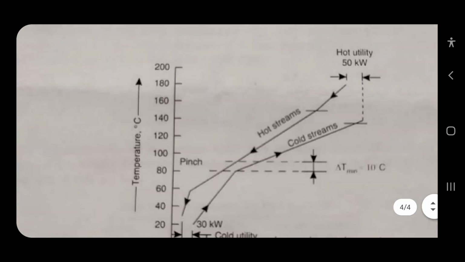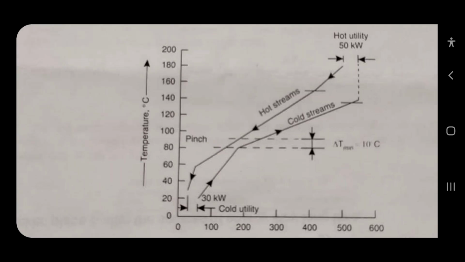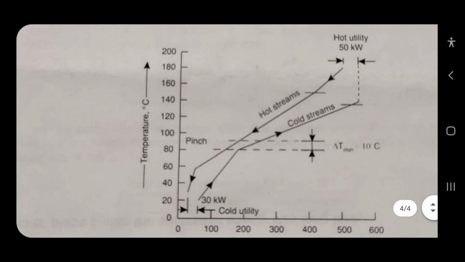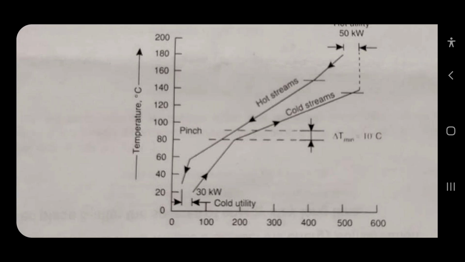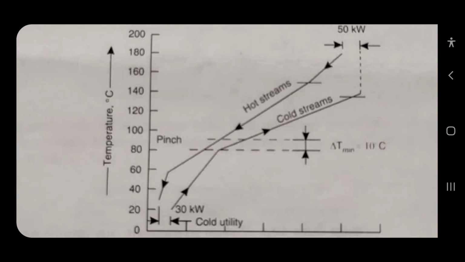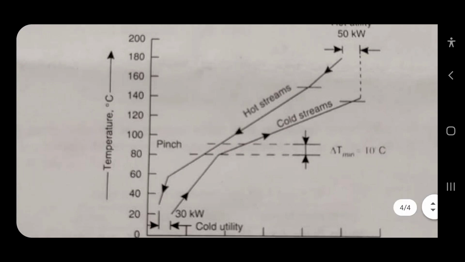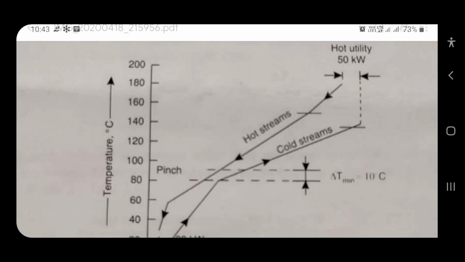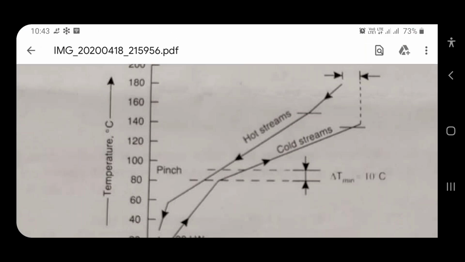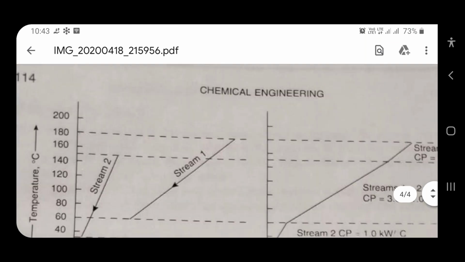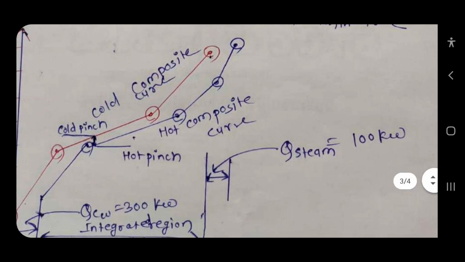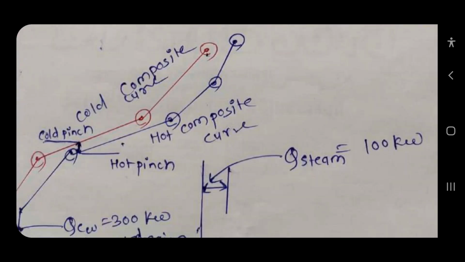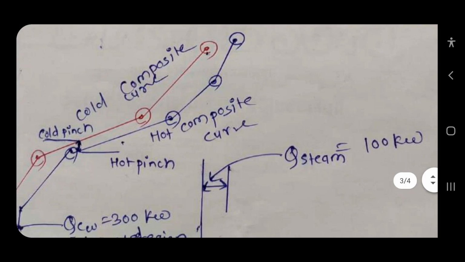There's a hot utility here. So above the pinch, you will get the hot utility. How does it come? Because your hot stream starts from this line and the cold stream starts from this line. So the margin between these two curves is nothing but the hot utility. According to our problem statement, hot utility is nothing but Q steam, 100 kilowatt. Have a look here. The margin between this hot stream and cold stream is nothing but the hot utility, that is Q steam, 100 kilowatt.